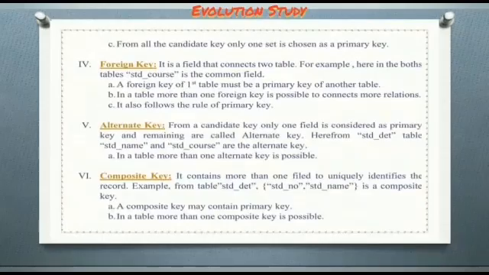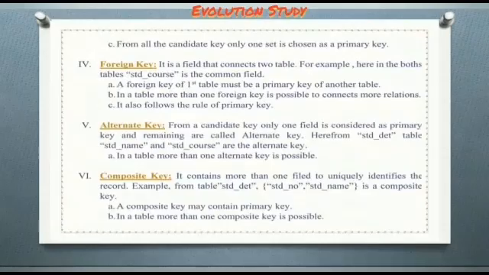Alternate key. From the candidate keys, only one field is considered as the primary key, and the remaining are called the alternate keys. Here from the std_det table, std_name and std_course are the alternate keys. In a table, more than one alternate key is possible.